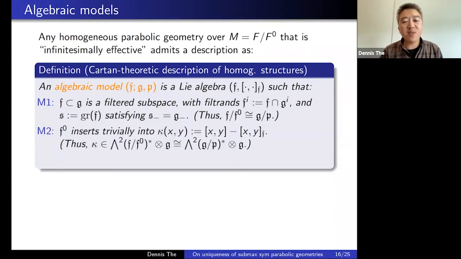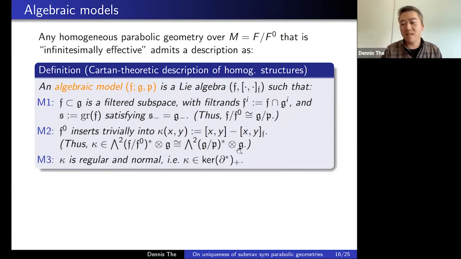Second hypothesis, F0 inserts trivially into curvature. What is curvature? Curvature is the deformation, the difference between the ambient bracket on G and this F bracket. Okay, so you could view this function that I've defined here as living in this space, but because this is equal to that, then this is equal to this space. Okay? And when you live in this space, then you have a notion of what being regular and normal means. Okay, so it's in the kernel of this del star, and it's in the positive part. Okay, this is not a new definition.